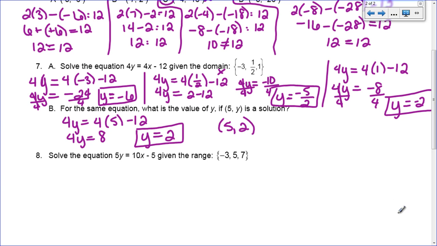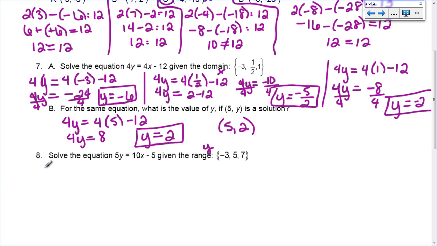Now number 8 is a very similar question. It says solve the equation 5y equals 10x minus 5 if you are given the range. This time they give you the y values. So we're going to treat this like we did number 7. I'm going to do the first one with you, then I'm going to have you pause, try the other 2, and then come back and check.